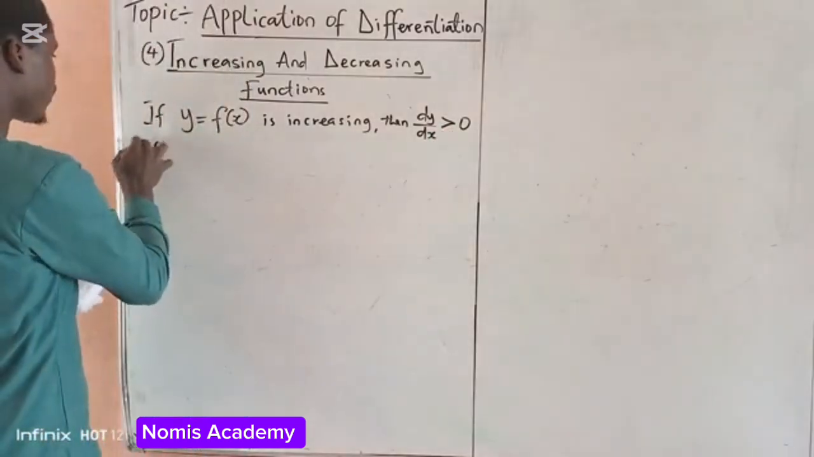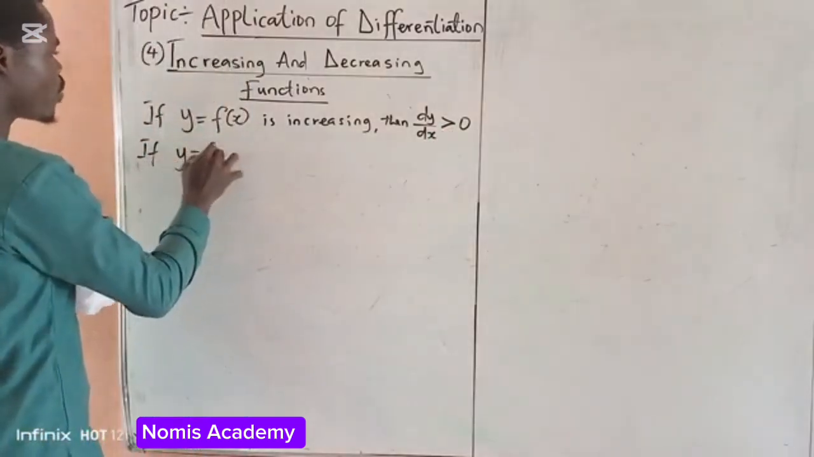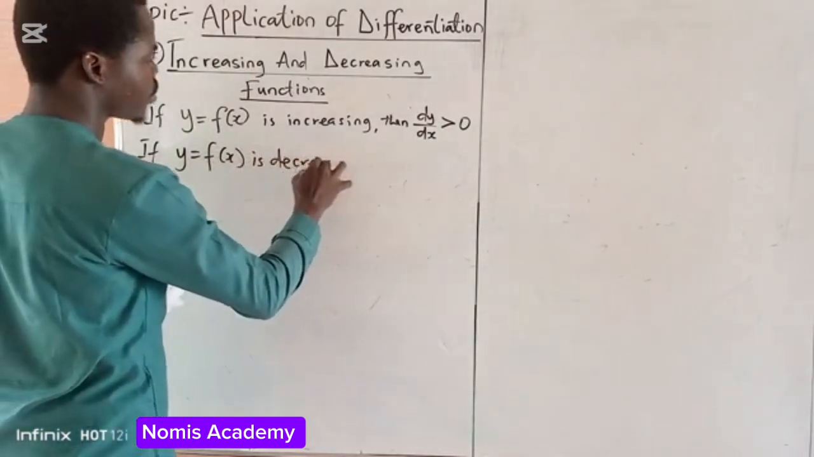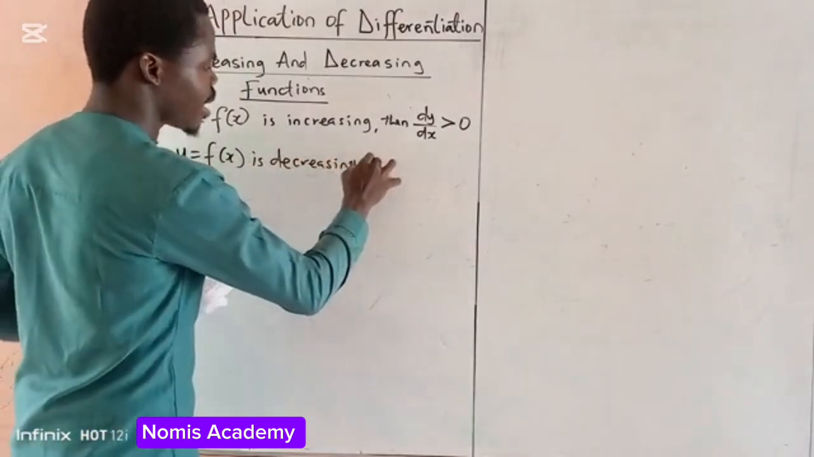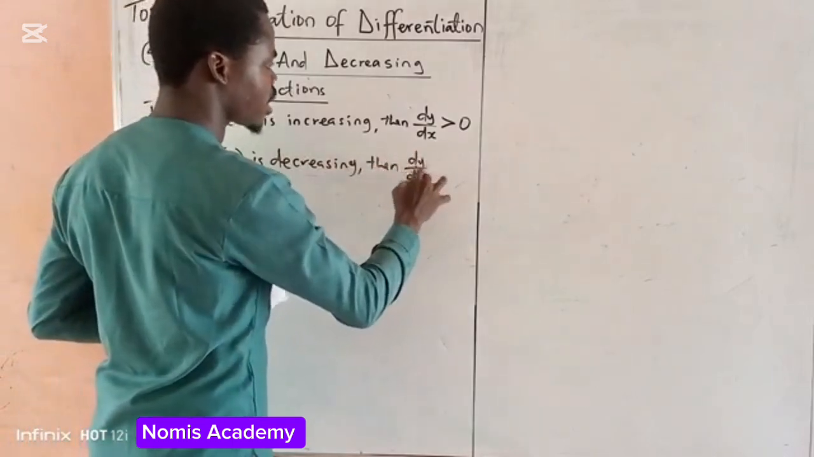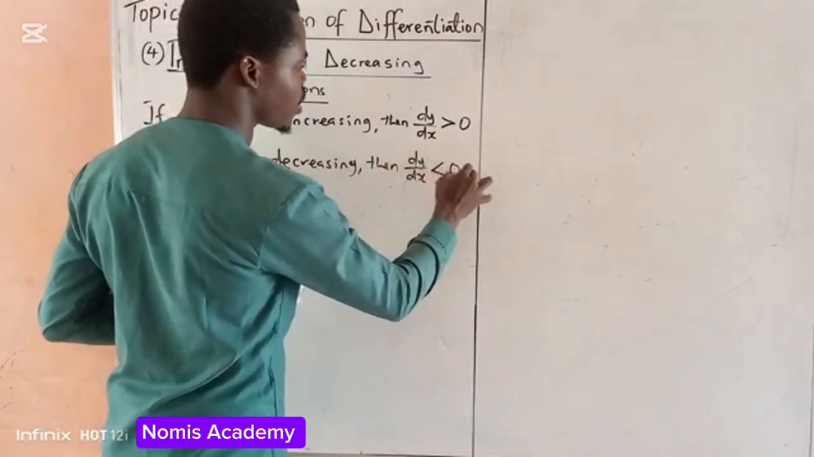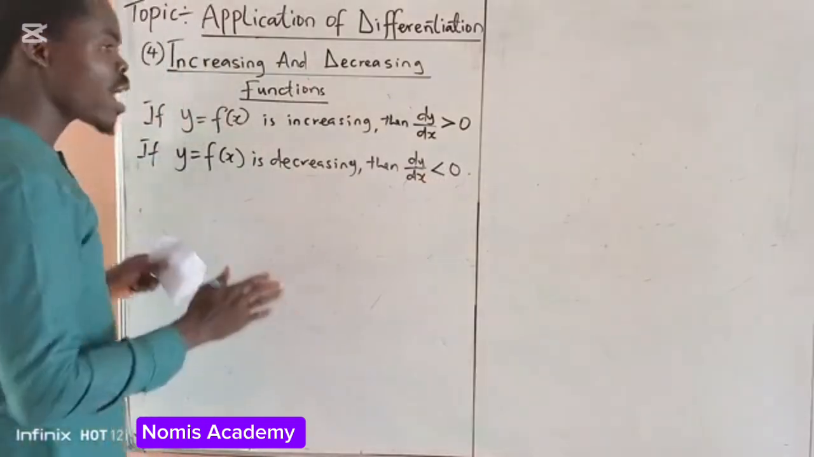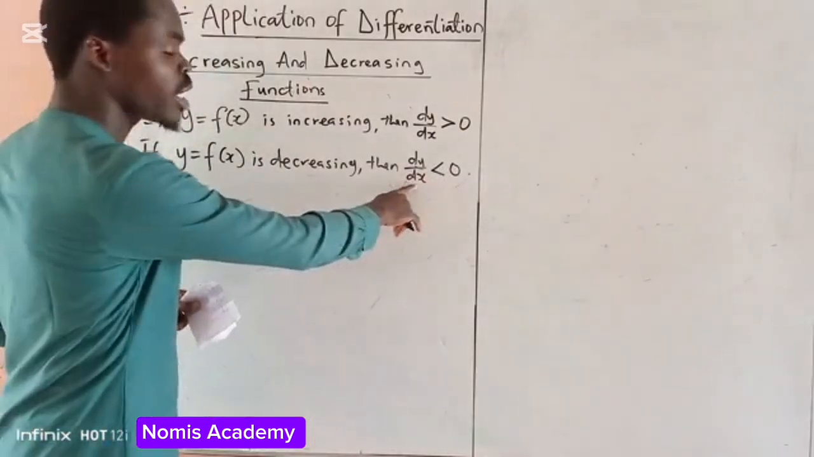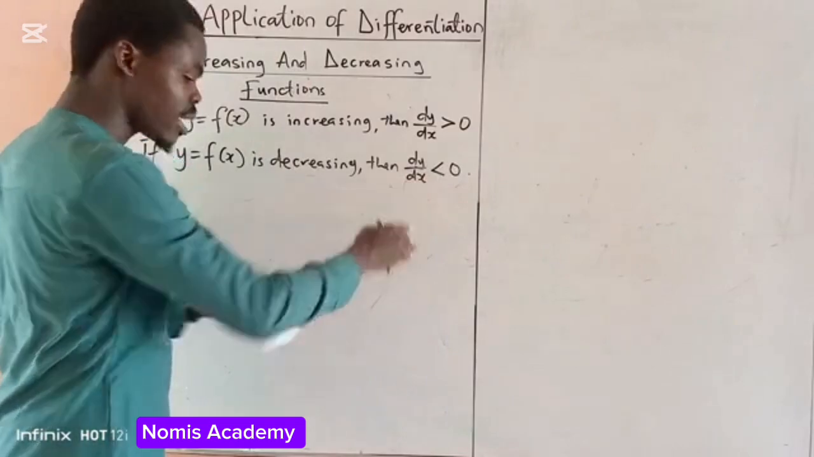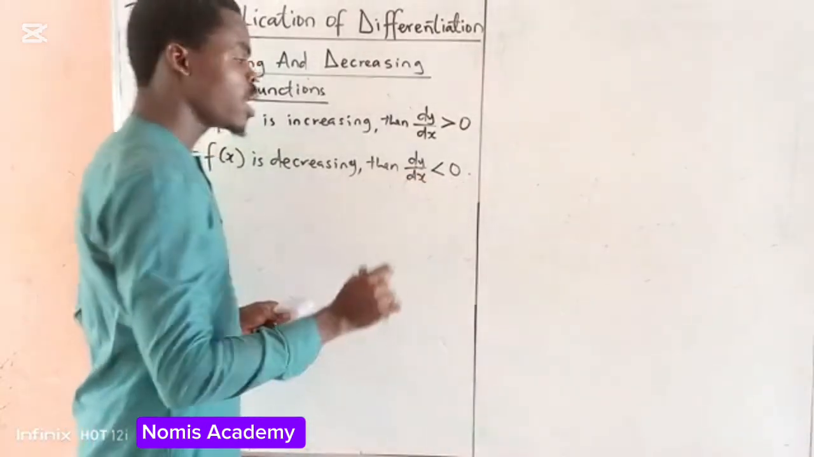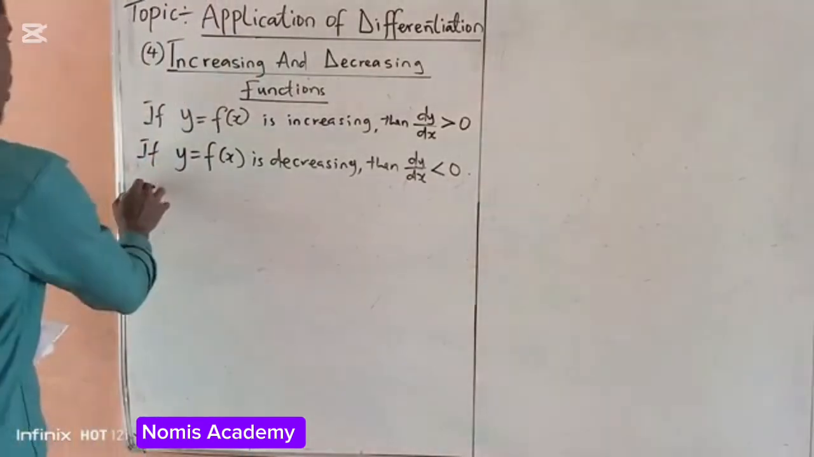Also, if y equals f of x is decreasing, then the derivative dy dx is less than 0. So whenever a function is decreasing, then the derivative, which is dy dx at a particular interval, is less than 0. Let's take the first example.